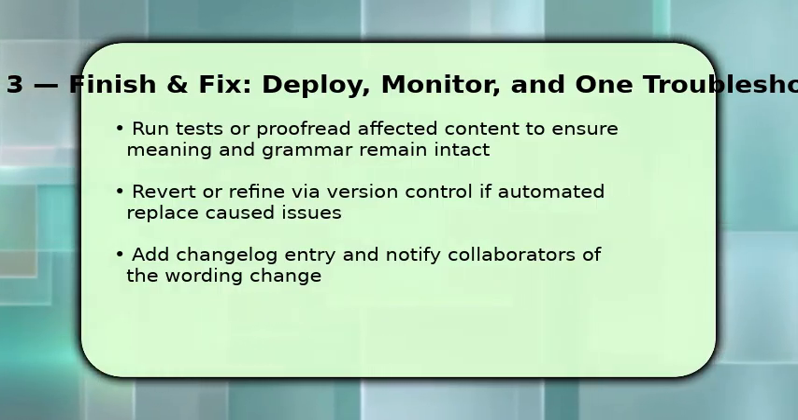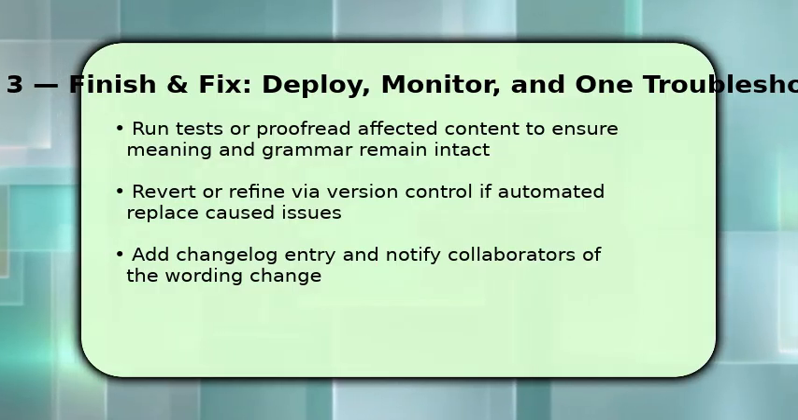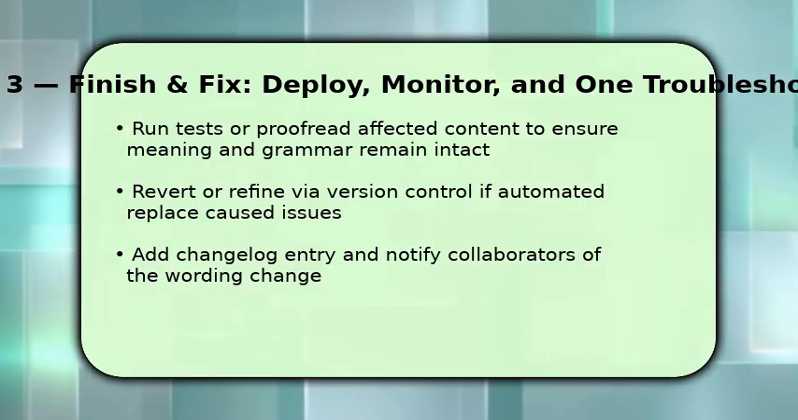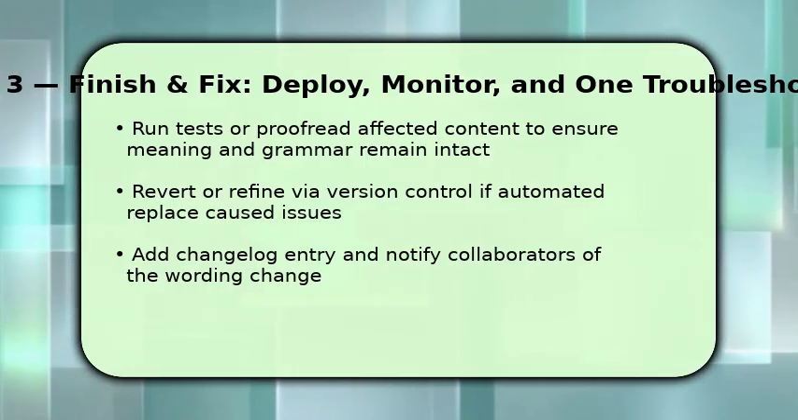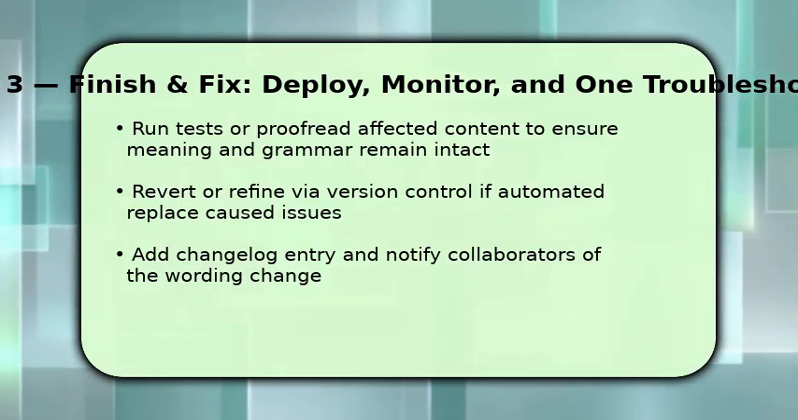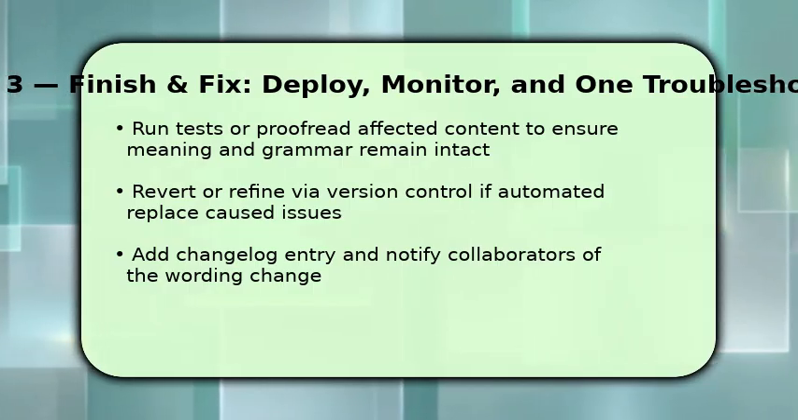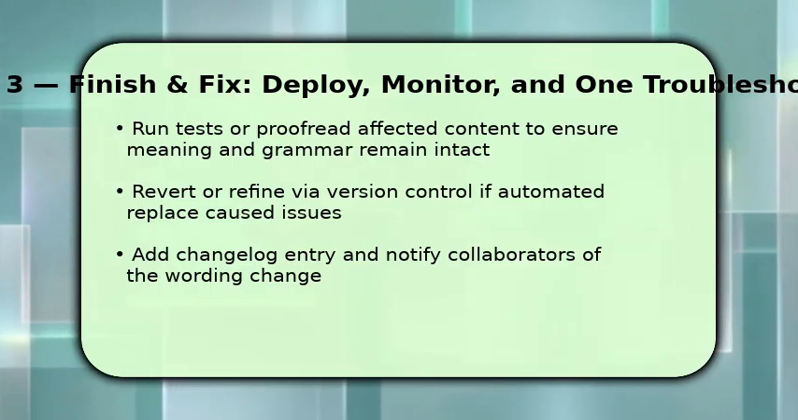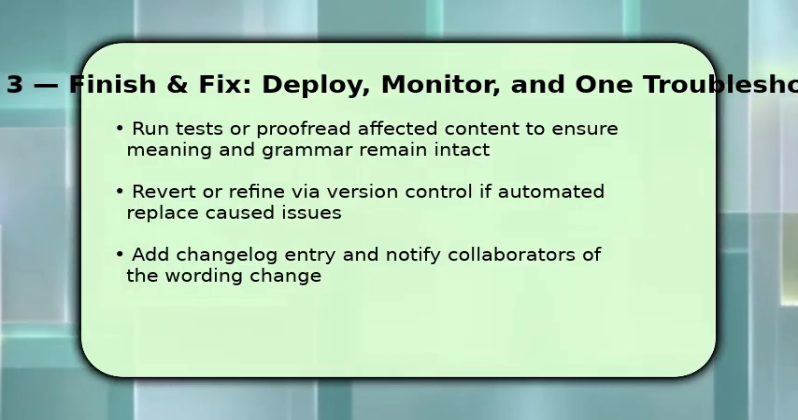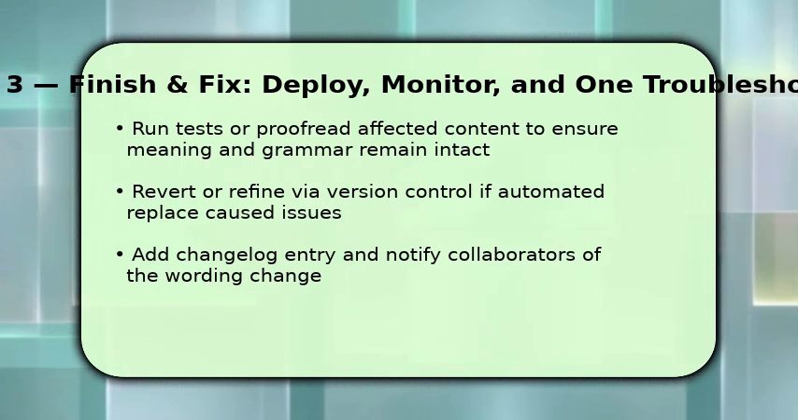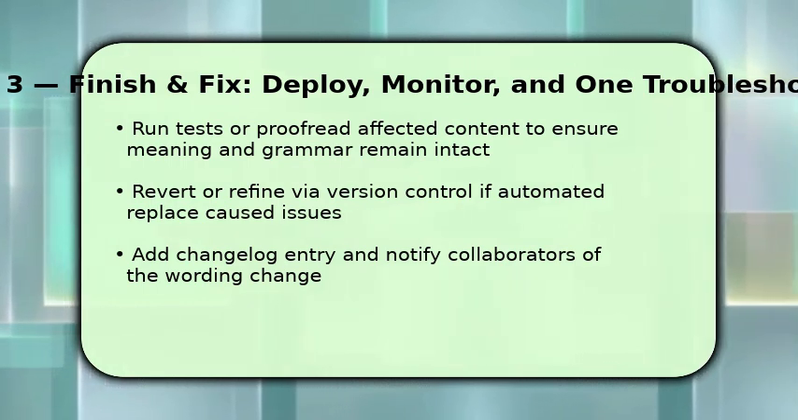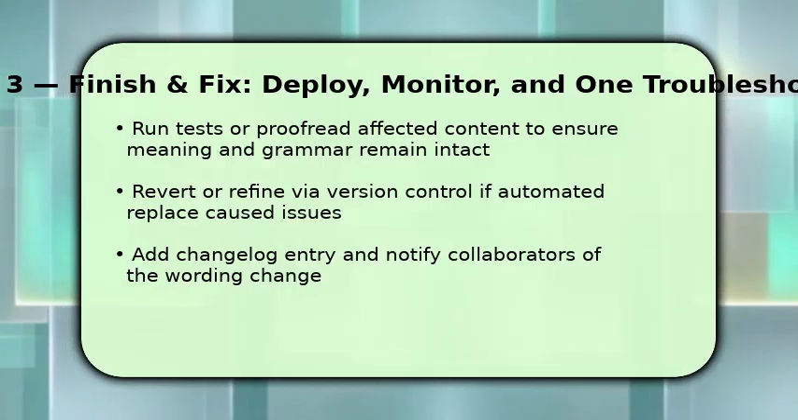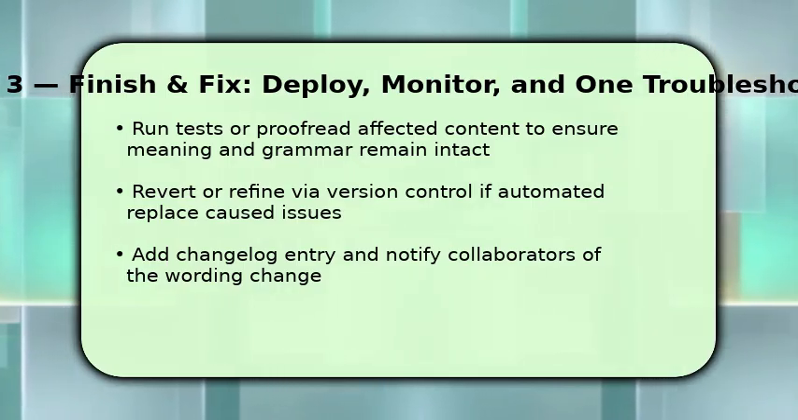If something breaks, revert to your backup or use version control to cherry-pick fixes. This is faster than manual hunting. Make sure to refine problematic instances by hand. Finally, document the change in your changelog and notify stakeholders so everyone knows why "only way" was replaced and how to proceed. If problems persist, search for residual occurrences and review commit history.